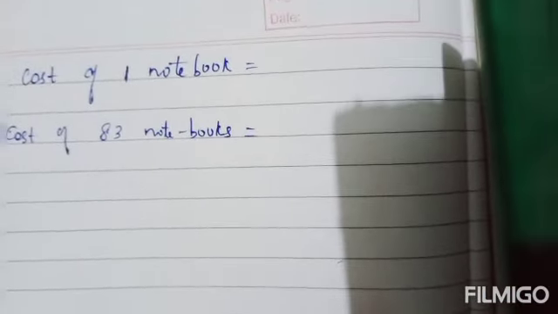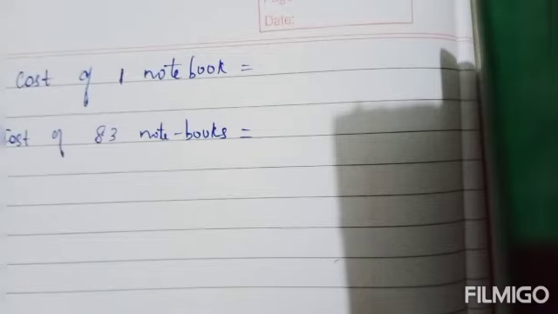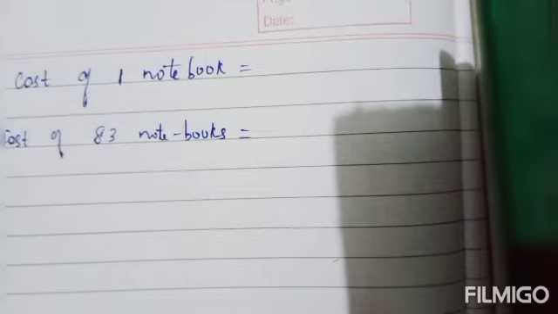Now, sixth question. 83 notebooks are sold at rupees 15.25 each. Find the total money in rupees obtained by selling these notebooks. So, 83 notebooks are sold. For one notebook, the cost is rupees 15.25. Such 83 notebooks are sold. So what is the total money obtained by selling these notebooks? What is the total cost of these 83 notebooks you need to find here?